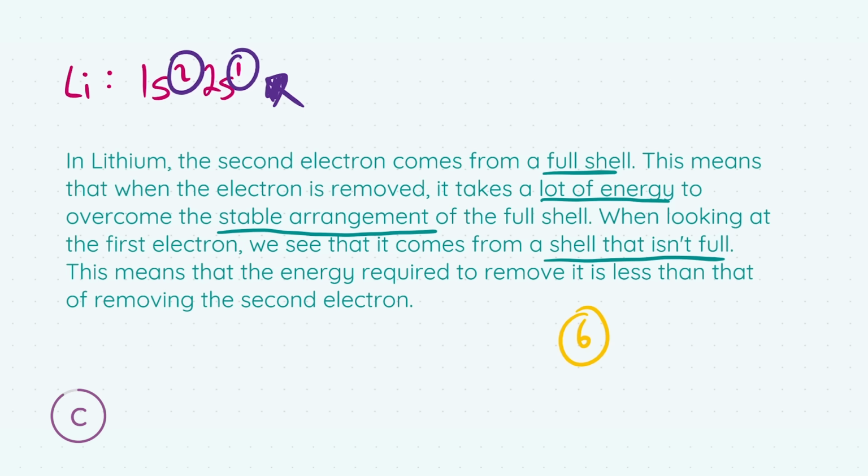But you could also mention things like the second electron not being as shielded from the nucleus, and things like that. But in this instance, using the electron configuration, personally, I found was the easiest way to explain this difference between ionization energies.